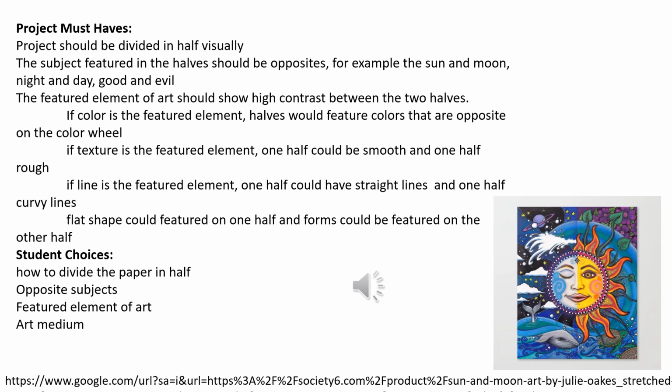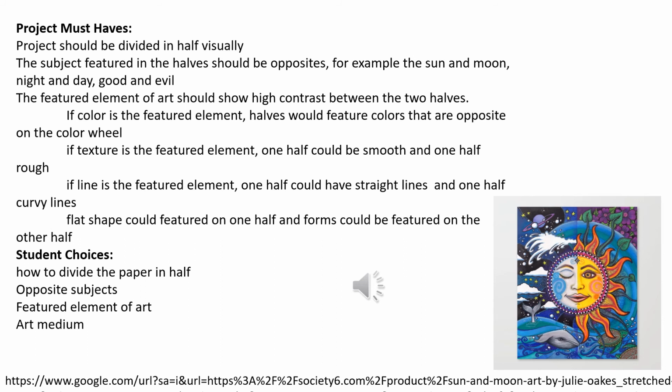If texture is the featured element, one half could be smooth and one half could be rough. If line is the featured element, one half could have straight lines and one could have curvy lines. Or you could use flat shapes on one side and three-dimensional forms on the other.